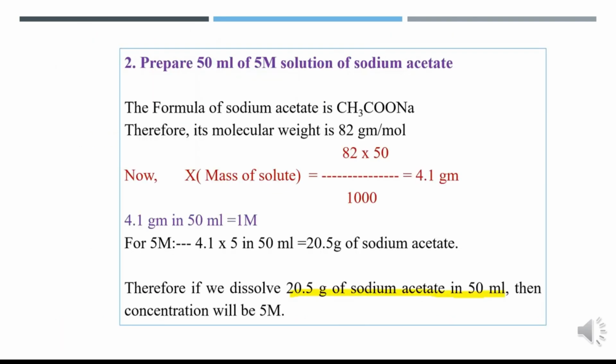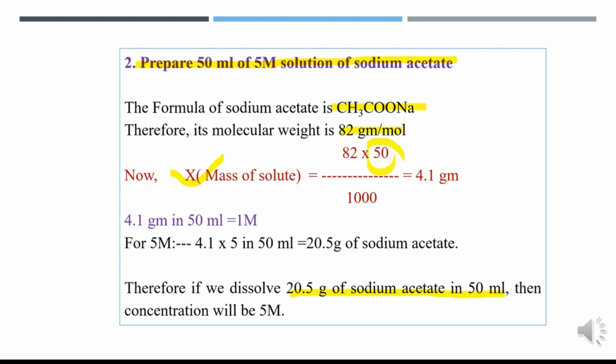Now we are taking another example, that is how we can prepare 50 ml of 5 molar solution of sodium acetate. In this example, first we are considering the volume of the solution, that is aqueous solution. The molecular weight of sodium acetate is equal to 82 gram per mole. Then you have to calculate the mass of the solute. Mass of the solute is equal to molecular weight into volume of your solution. So volume of solution here is 50 ml. Then you have to divide by 1000 ml.